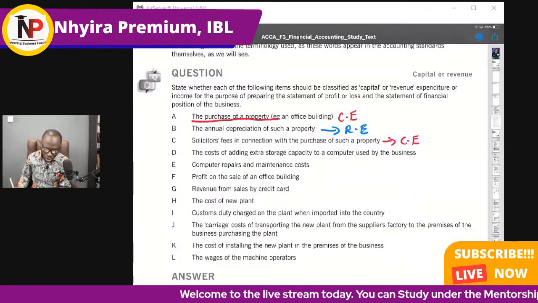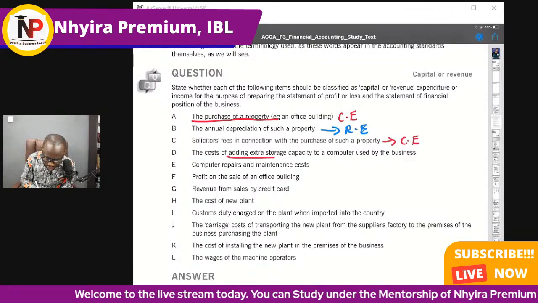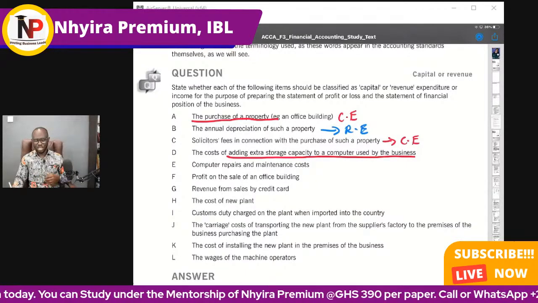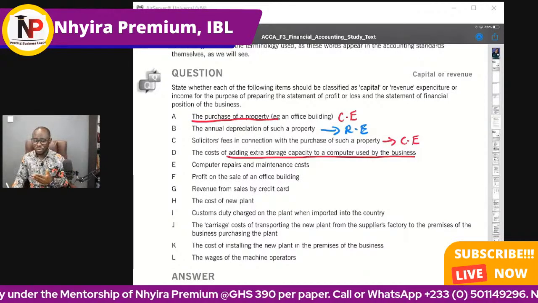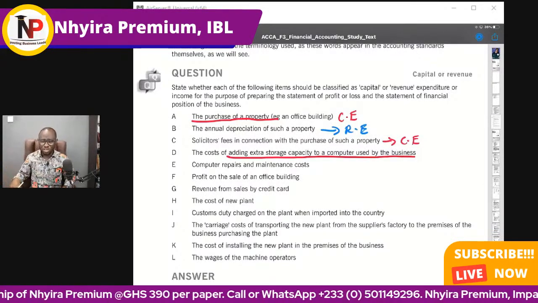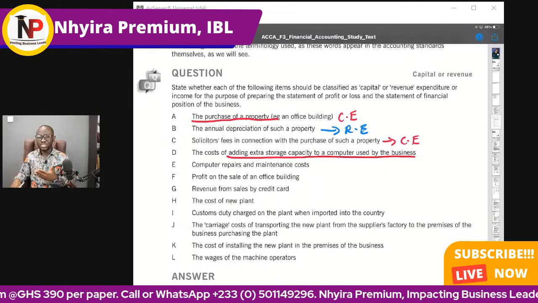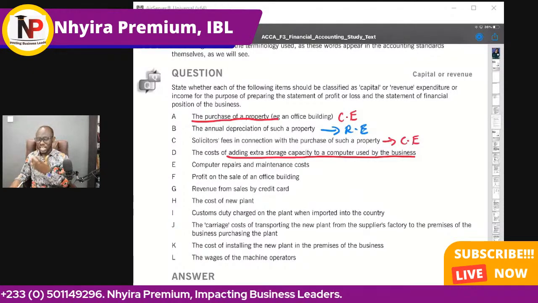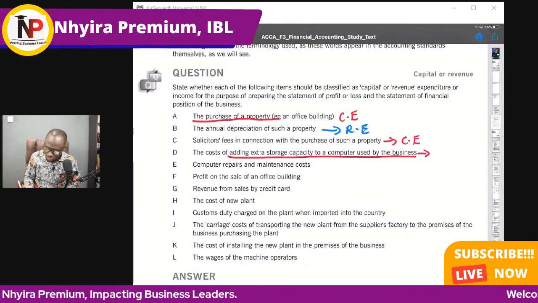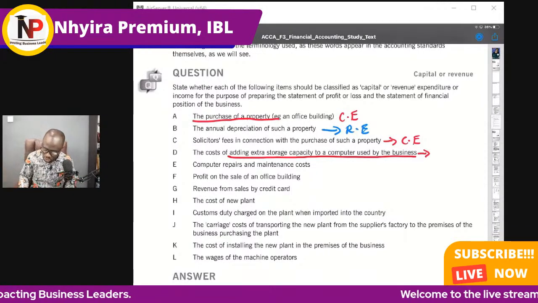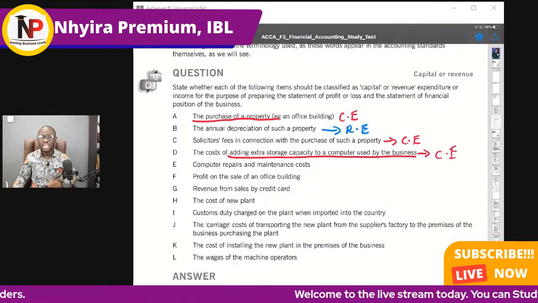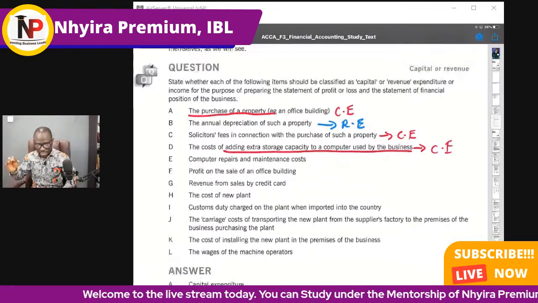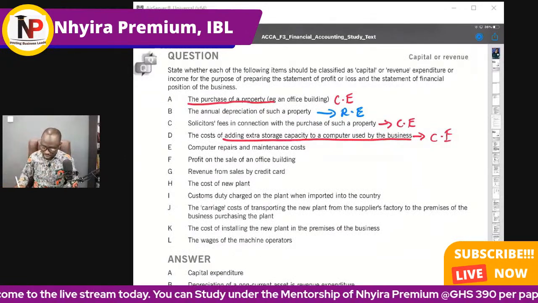3, the cost of adding extra storage capacity to a computer used by the business. If an organization is adding extra capacity to a computer it is using, then that is like an improvement of that asset. So that is also going to be a capital expenditure, and it will be included in the cost of the asset.